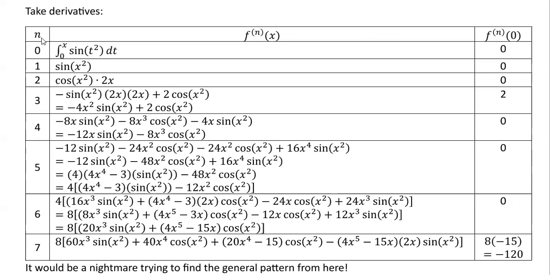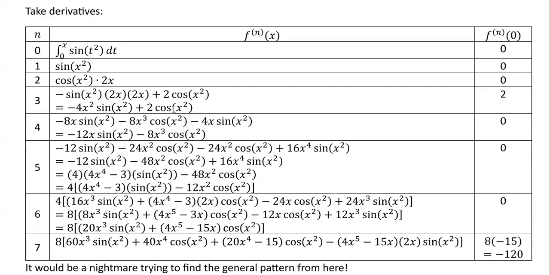We start from the 0th derivative, which is just the function itself. We take the first derivative. That's just the fundamental theorem of calculus, so that's sine of x squared. For the second derivative, we need the chain rule: cosine of x squared times 2x. Now from here on out, it gets messy. We need the product rule to take the third derivative, so I'm not going to go over the details. We get minus 4x squared, this line right here.